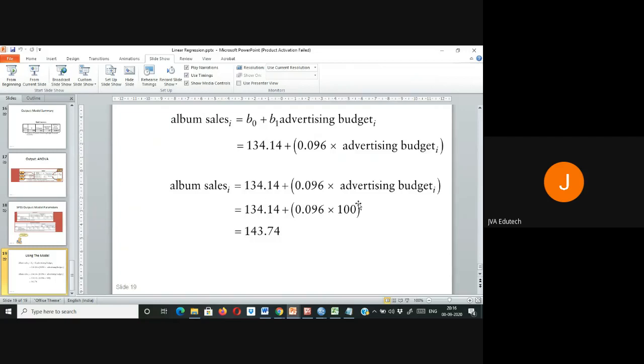96 extra albums could be sold. If you put it as 100 in the model, this is the 100 pounds I'm spending, the entire album sales could be predicted as 134.14 plus 0.096 into 100. So album sales could be predicted to be 143.74 per extra 100 pounds spent. Now this is the overall prediction that you can get. Are you getting the point?